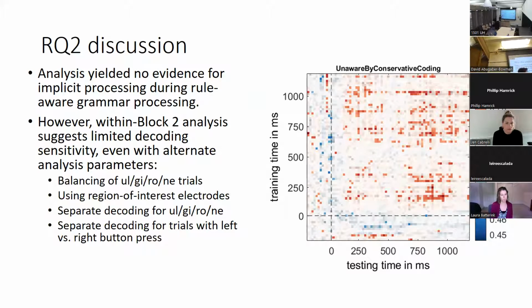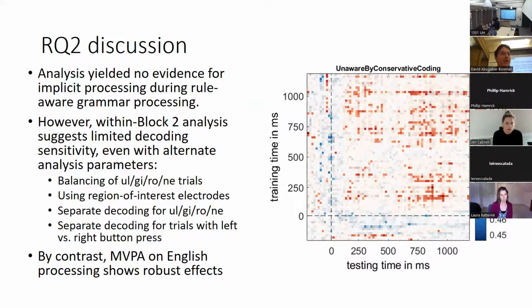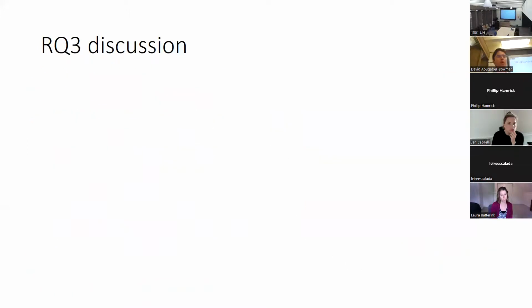This was the same even when we tried different decoding approaches that control for a host of variables in the experiment. By contrast, when we run the same analysis approach on native English reading, then it shows really robust effects. So it seems to me that the pattern just isn't in the data rather than something about our approach.